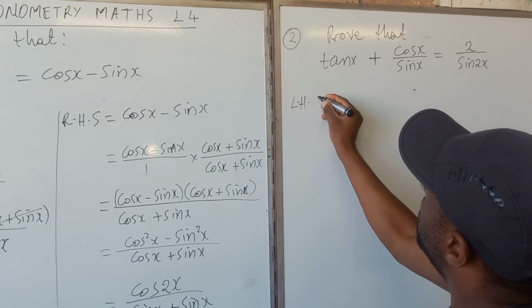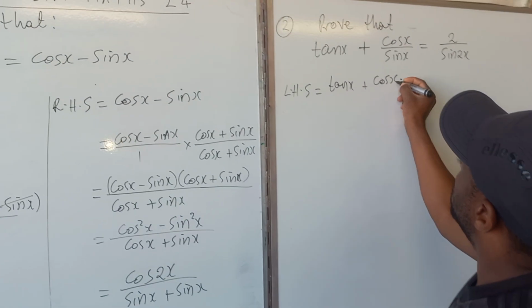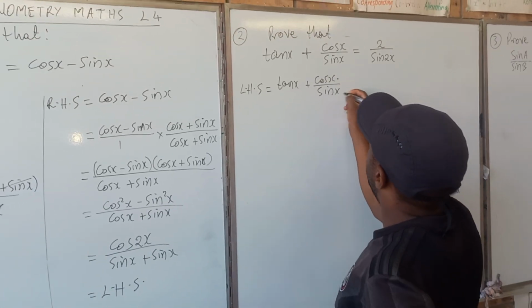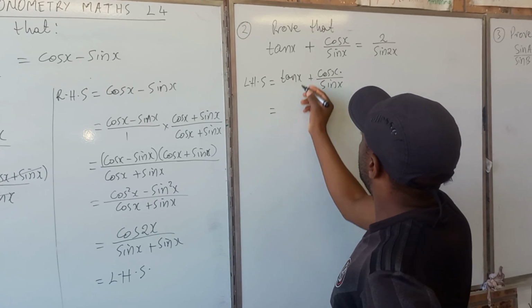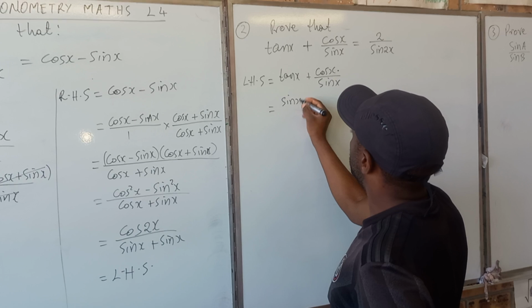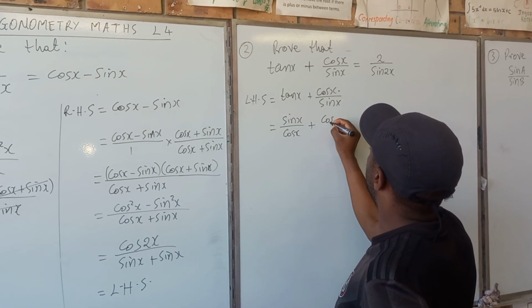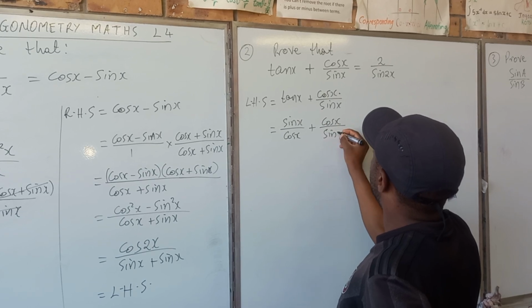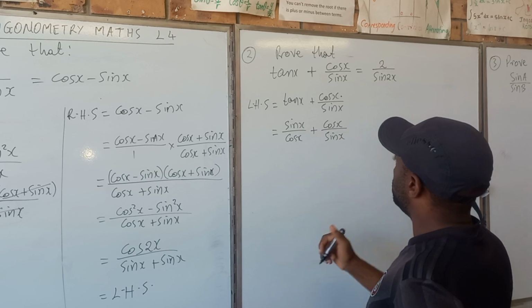So I want to start with the left hand side, which is tan x plus cos x on sine, which is the side I will obviously advise my students to start with, considering the fact that the formula for tan x is sine x over cos x. I can easily see that formula on the formula sheet. Then plus cos over sine. Then this leads us to a fraction.